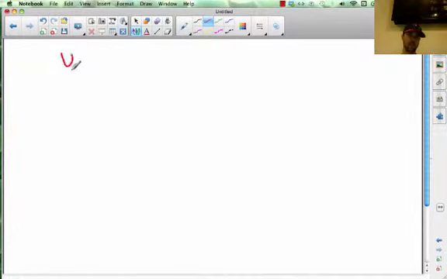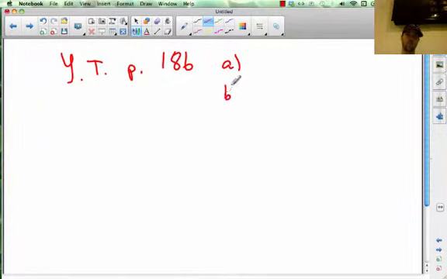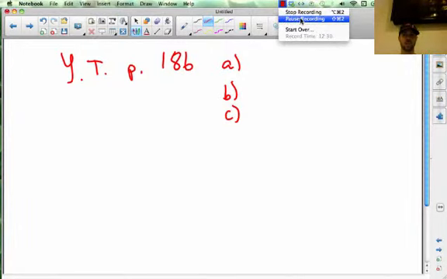There is a your turn on the bottom of page 186. So I want you to take your time and go through all three of them, A, B, and C, and then hit pause, and when you come back, the answers will be here waiting for you.